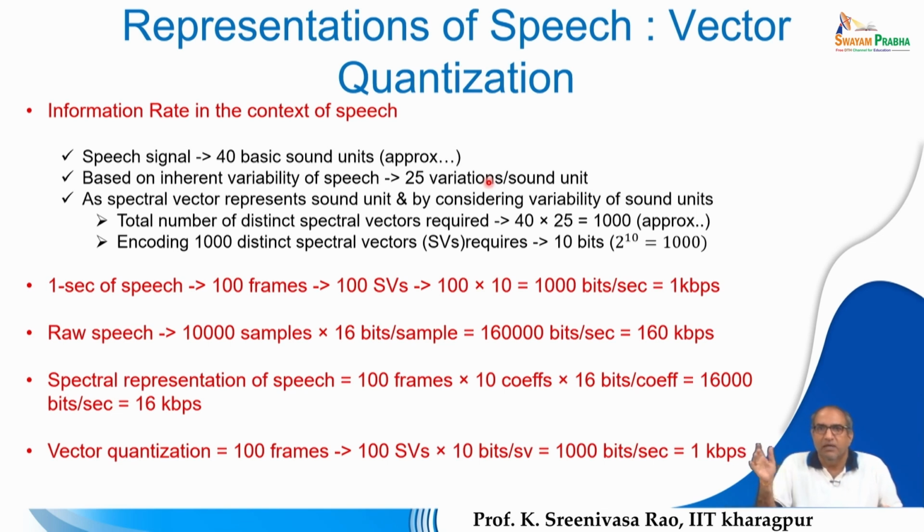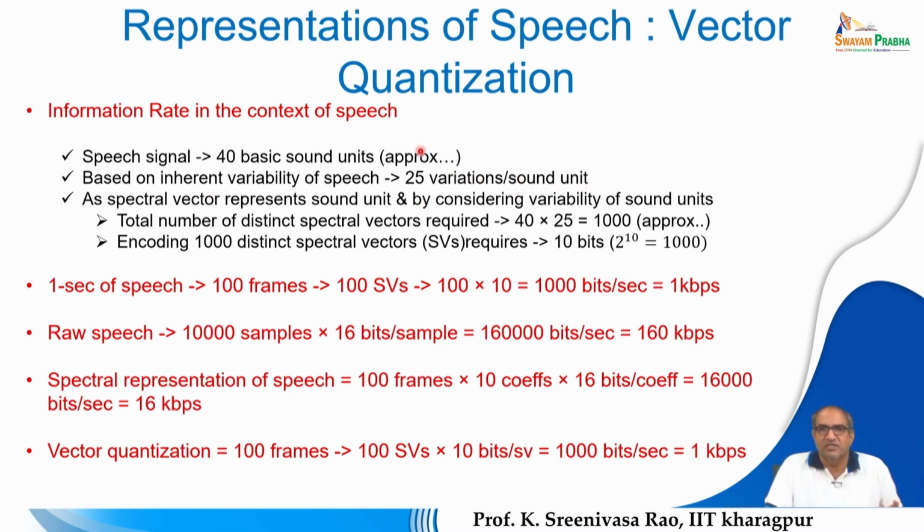There will be some inherent variability, right? And not only that, as I mentioned, the sound unit characteristics also depend on the context where it occurs. That means what the preceding sounds are and what the following sounds are, known as co-articulation. Even that impacts the variability of a sound unit.